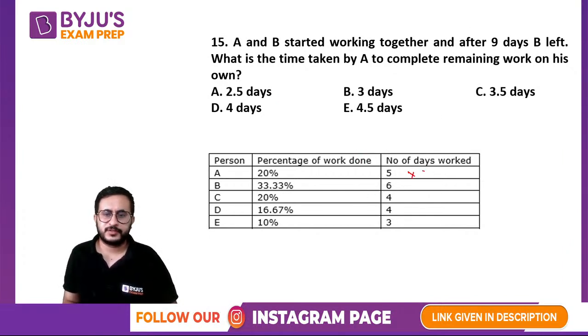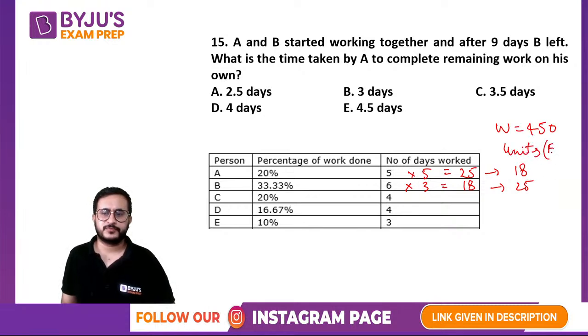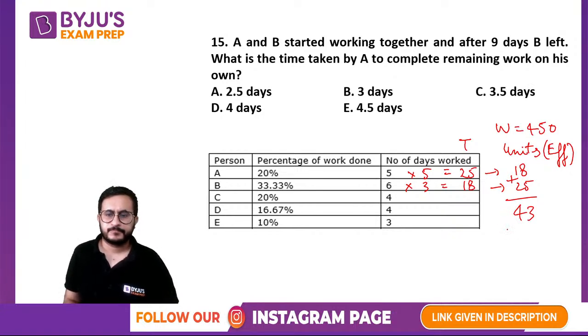So first of all, A will do in 25 days and B will do in 18 days. Okay, so LCM of 25 and 18, there is no common multiple, so work will be 450 units. Okay, and A will do 18 units in a day, B will do 25 units in a day, or you can call it efficiency also. This is the time and this is efficiency, right? So total efficiency is 43, and after 9 days B left. That is coming as 387. Okay, so 387 is done, and then B left.